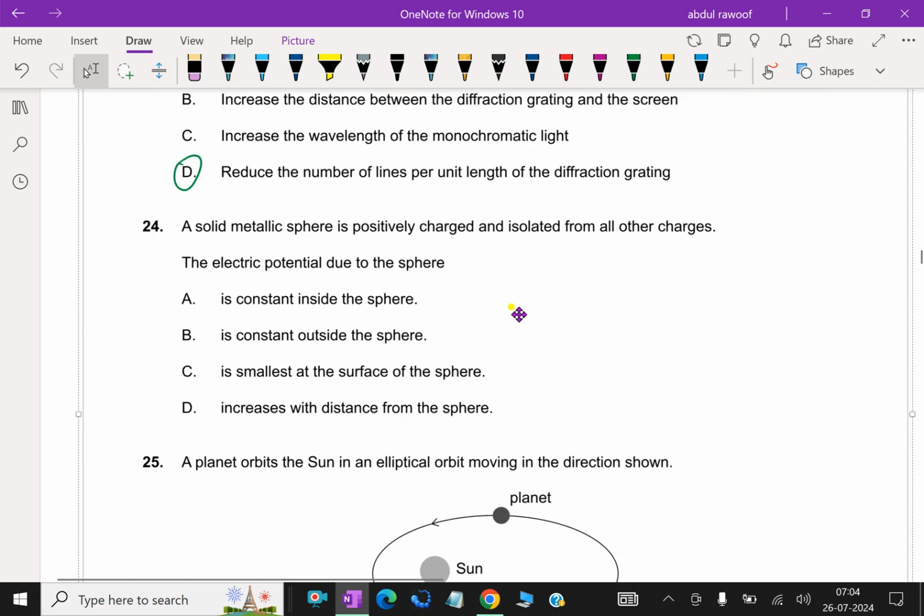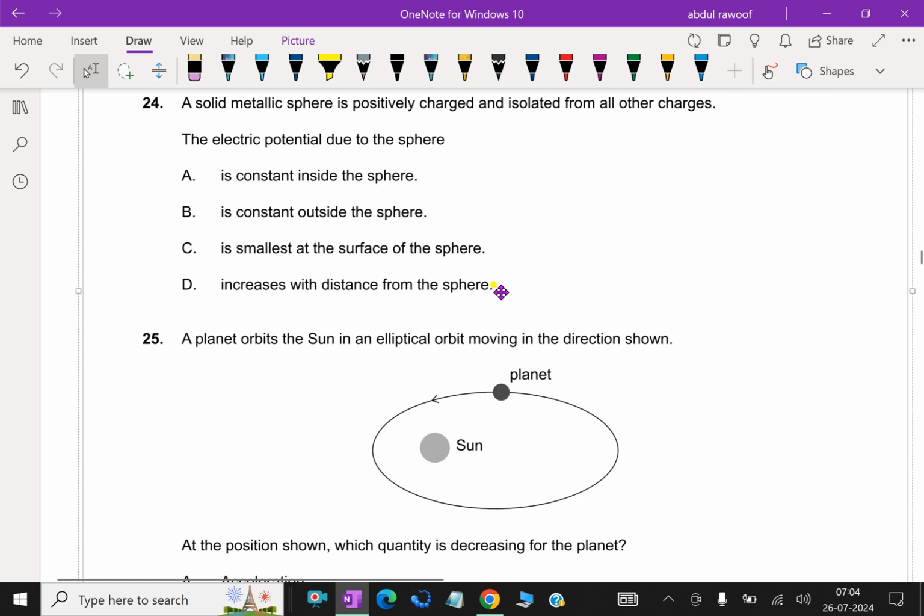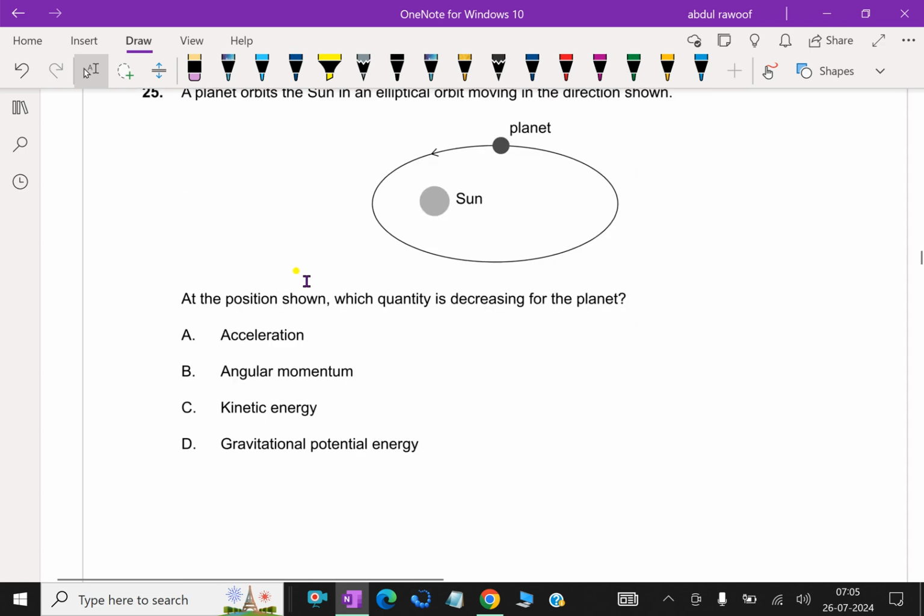Next, a solid metallic sphere is positively charged and isolated from all other charges. The electric potential due to the sphere is constant inside the sphere. Because it is an isolated charged sphere, the potential is constant inside the sphere. The other options are not correct.